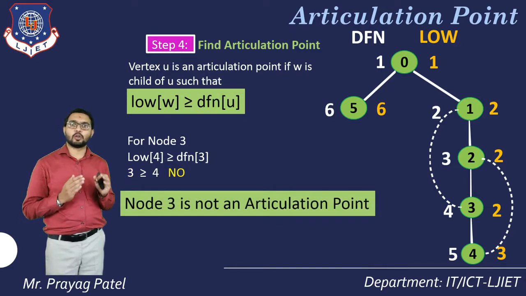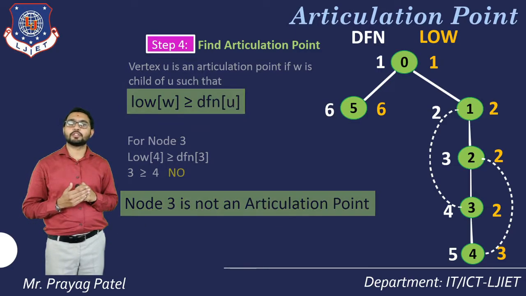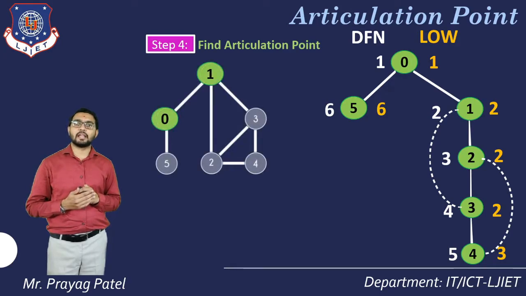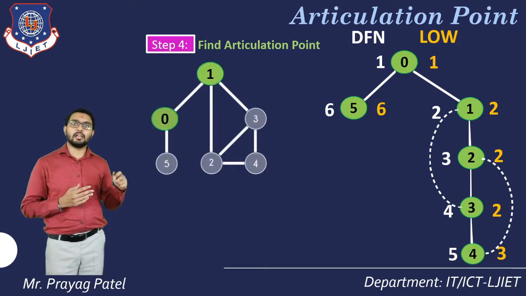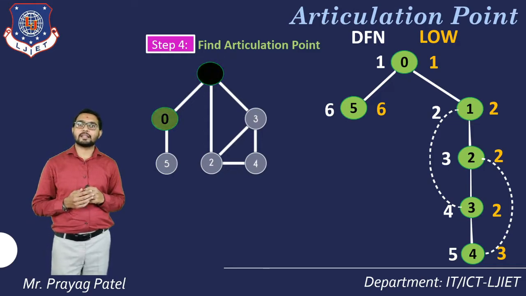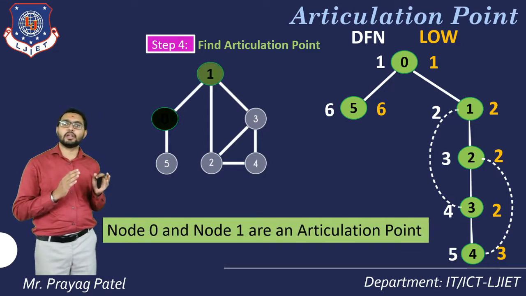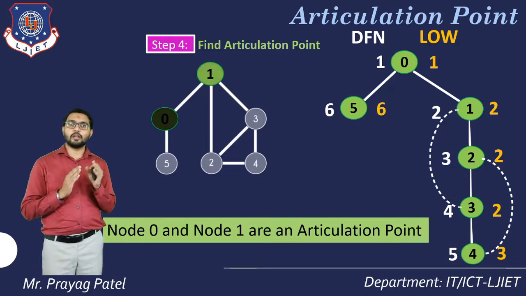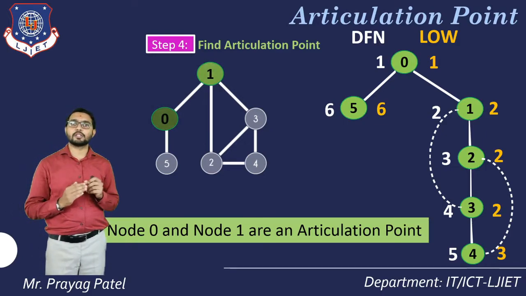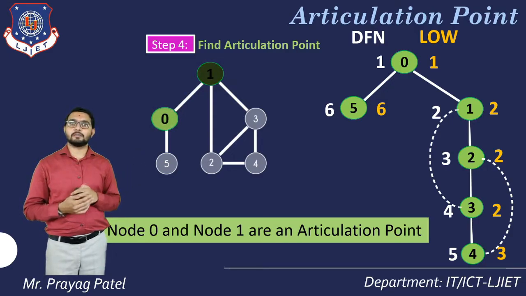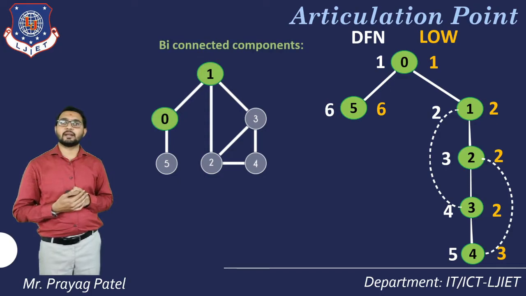So we can say that node number 3 is not an articulation point. So finally we can say that node number 0 and node number 1 are considered articulation points. So our final answer for the articulation points is node number 0 and node number 1, using this example. So here consider this as an articulation point example.